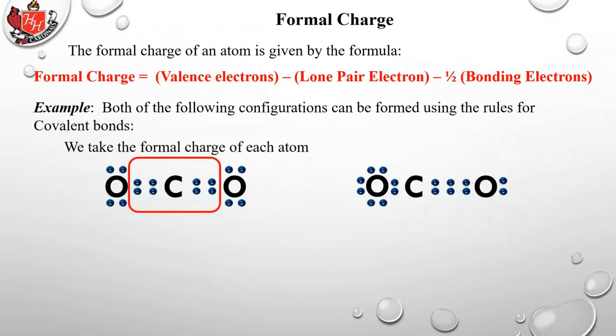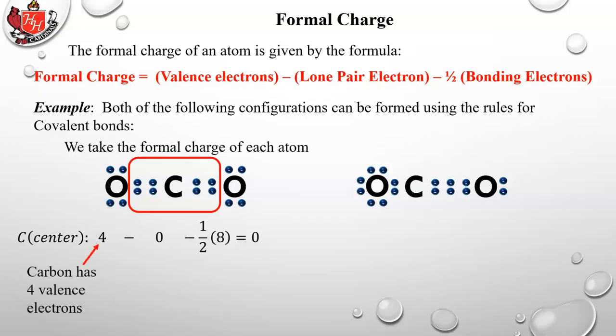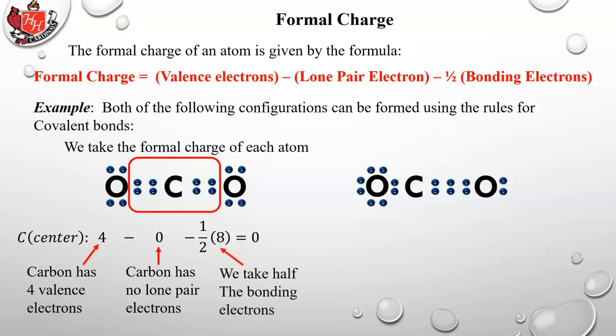So now we're going to take the formal charge for carbon. Naturally, carbon has 4 valence electrons. In this particular bond that you see in the red box, it doesn't have any lone pairs, but it has 8 bonding electrons, so you say that half of those belong to carbon and the other half belong to each of the 2 oxygens. So if you subtract those out, you get 0. So carbon has 4 valence electrons. Carbon has no lone pairs. We take half of the bonding electrons, we subtract those out, and we get 0.